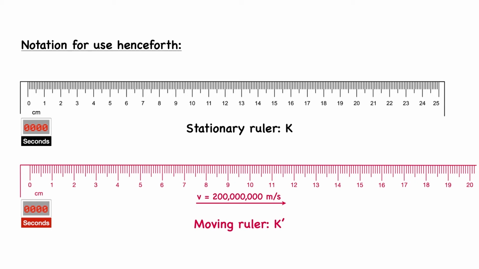The distance will henceforth be x, and the time will be t on ruler K, and they will be x dash and logically t dash on the K dash ruler. We'll shortly be ditching those rulers and instead talking of frames of reference, but K and K dash will keep the same meaning throughout, and you'll quickly get used to using them as part of the language of relativity.